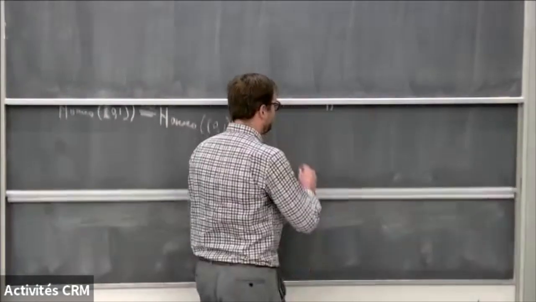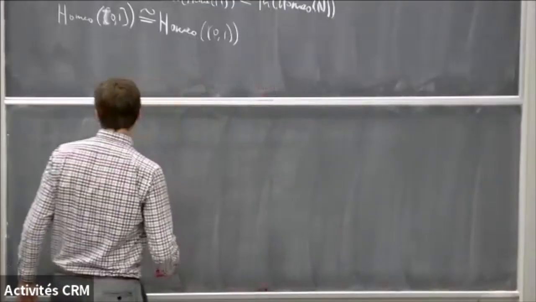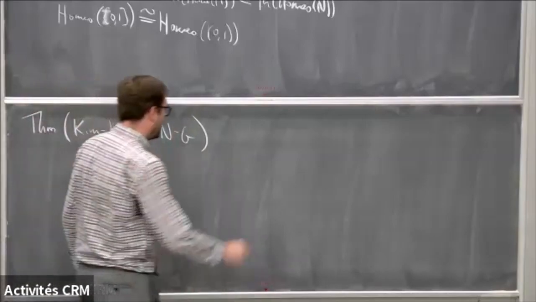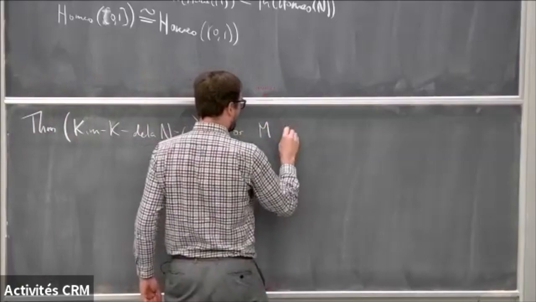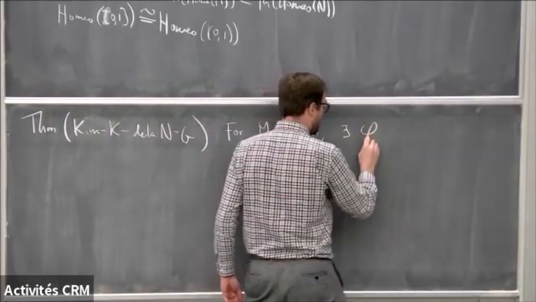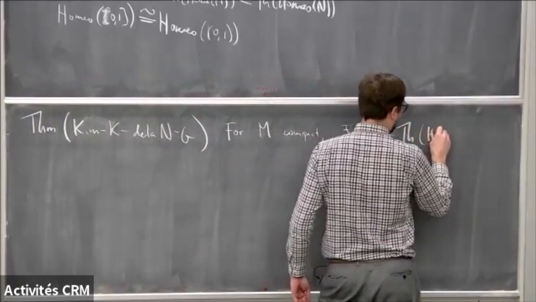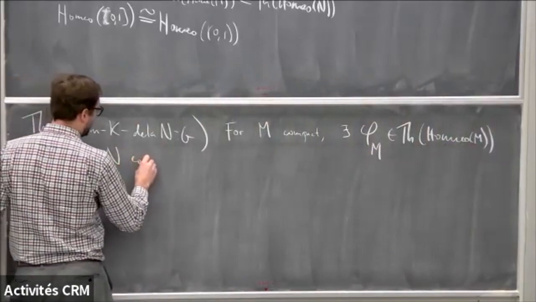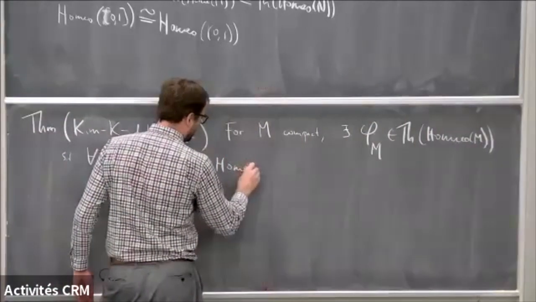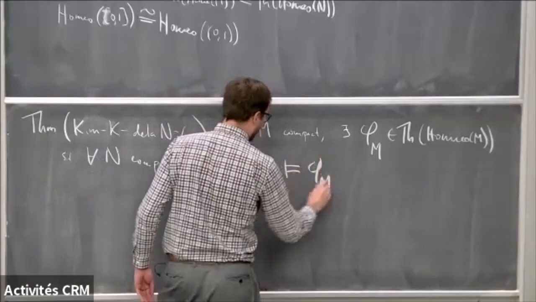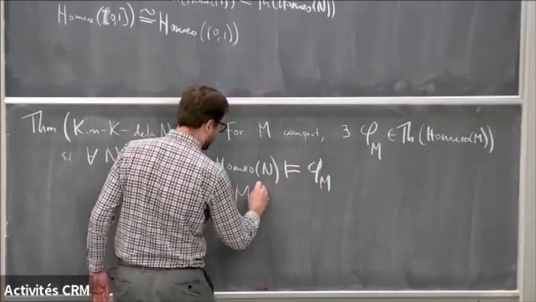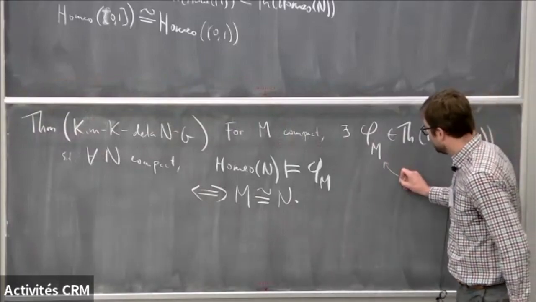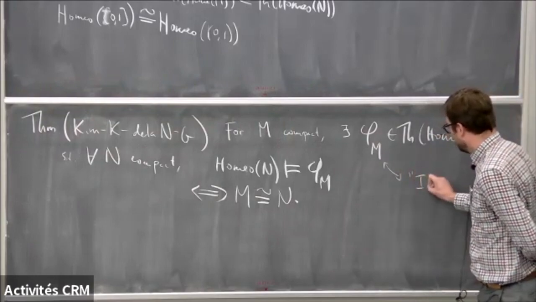And yeah, so then the theorem that we're going to talk about is that for M compact, there exists a sentence, P sub M, in the theory of Homeo of M, such that for all N compact, we have that Homeo of N models P sub M if and only if M and N are homeomorphic as manifolds. So in plain English, I guess this sentence is saying that I am homeomorphic to M.